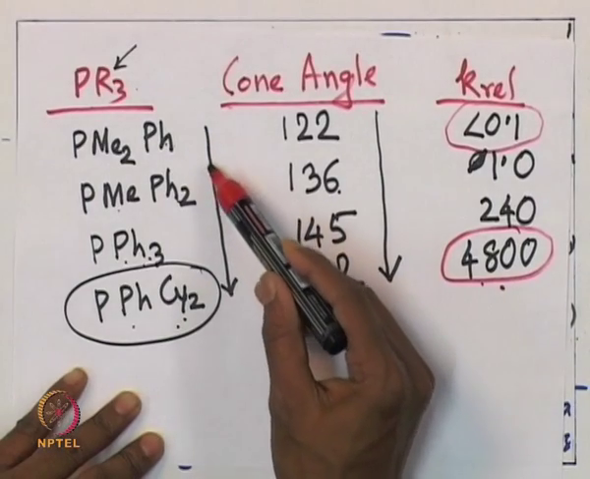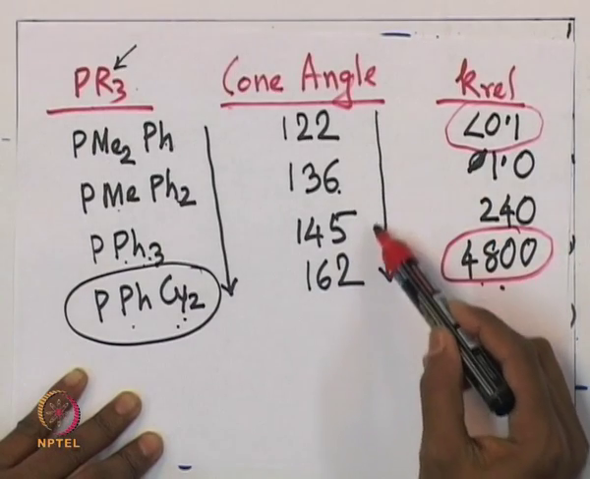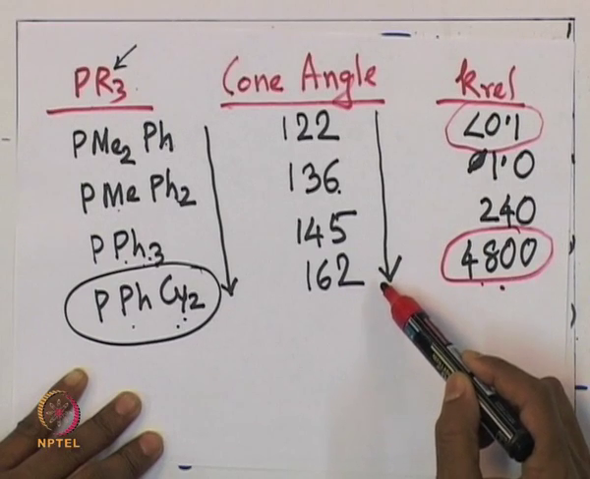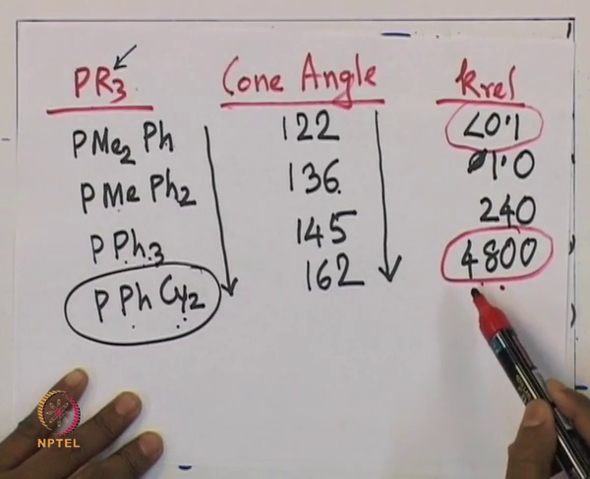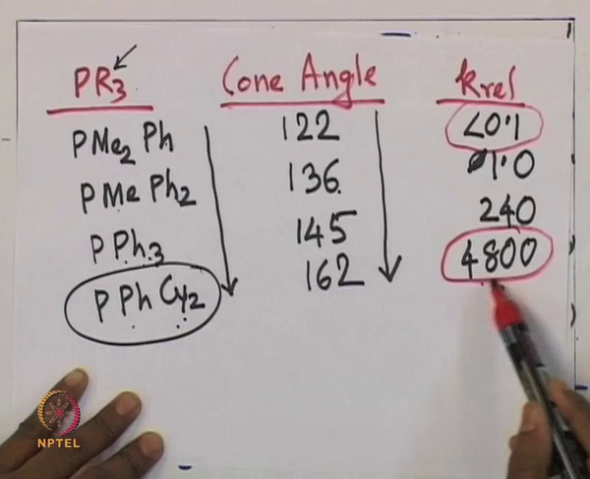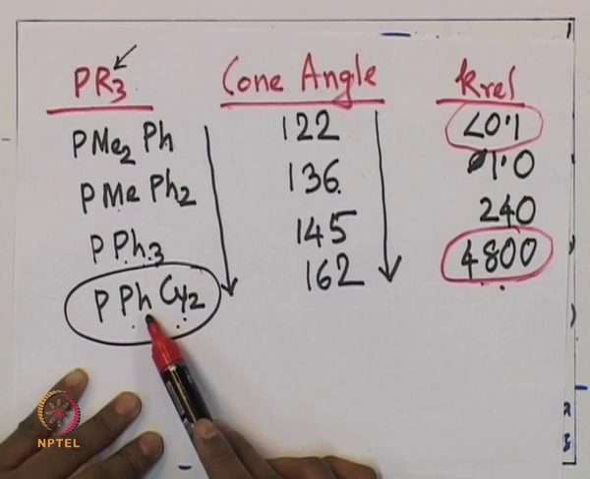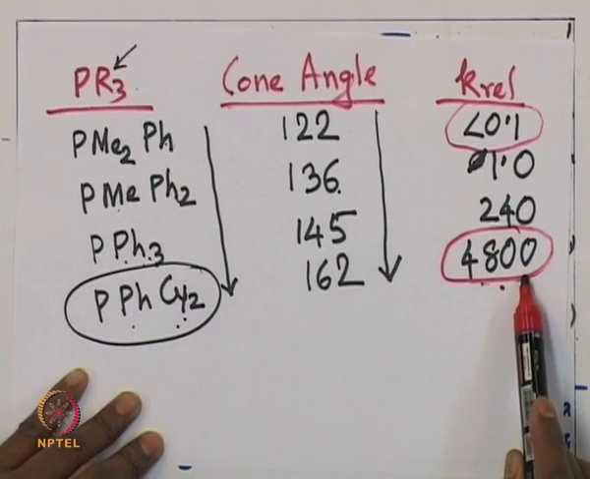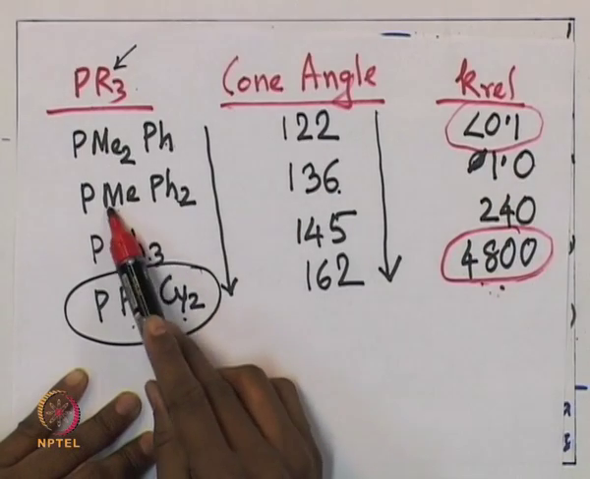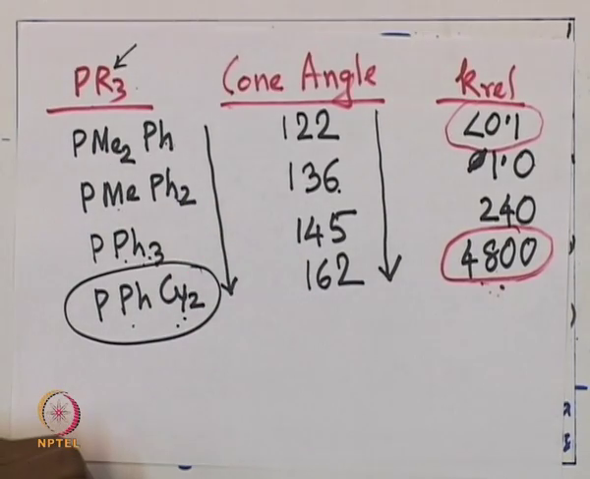So, as the ligand size is increasing, you see the cone angle is increasing, and therefore, steric hindrance is quite high, and dissociation of the ligand becomes much easier. That is the first step of the reaction. So, that will be faster in case of this monophenyl dicyclohexyl complex. It is actually 4800 times faster compared to this monomethyl diphenyl complex. Okay.